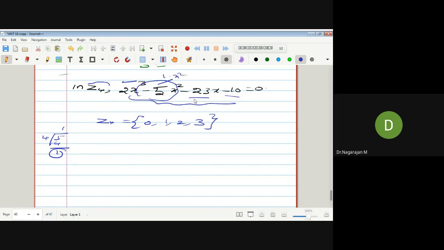Next, 23. Similarly, we can write here 23, 4. How many times? 5 into 4 is 20. The remaining result is 3. Therefore, 23 can be written as 3 only.